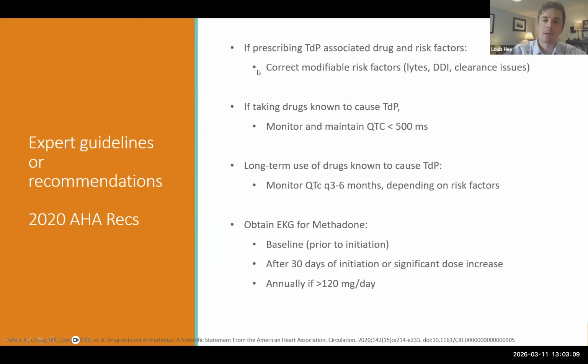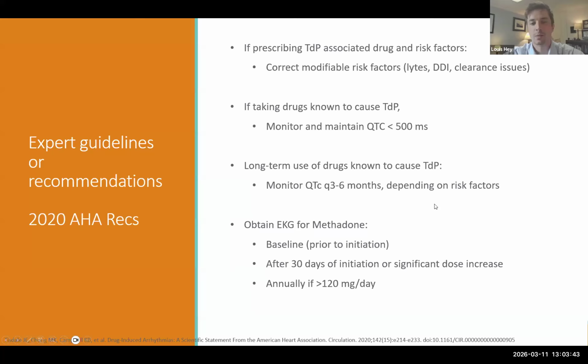So they say if you're prescribing a drug that carries with it risk of torsades, not necessarily QT, but torsades itself, you just want to correct any modifiable risk factors, just like the other algorithm says. So check their electrolytes, make sure they don't have drug-drug interactions or renal clearance, hepatic clearance issues. If they are on drugs that are known to cause torsades, monitor them. Make sure that their QTc is less than 500. If it's above 500, try to figure out why. Try to take them off of that medication. Just try to keep them below 500 was their recommendation.